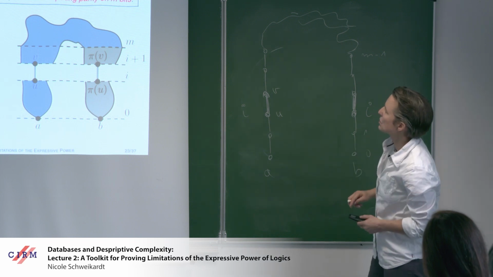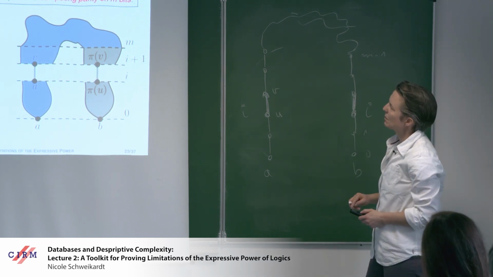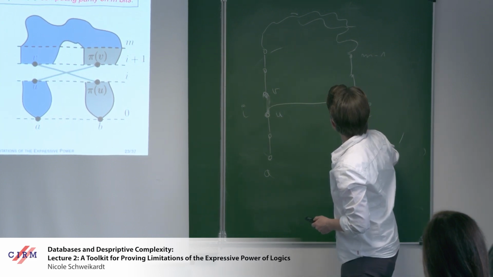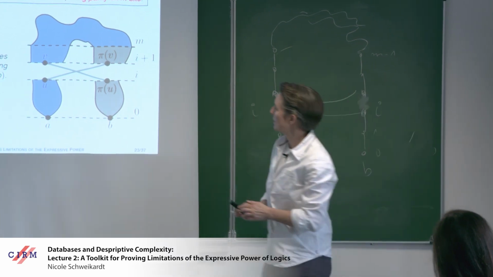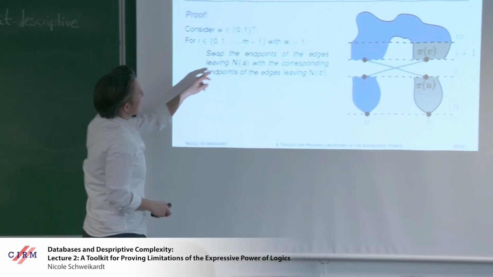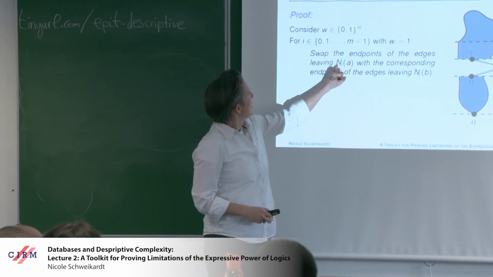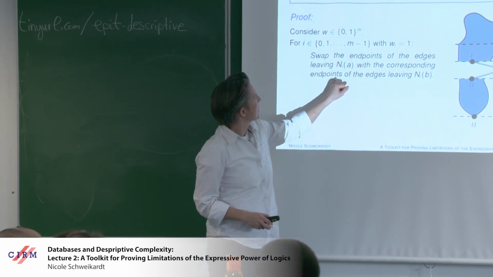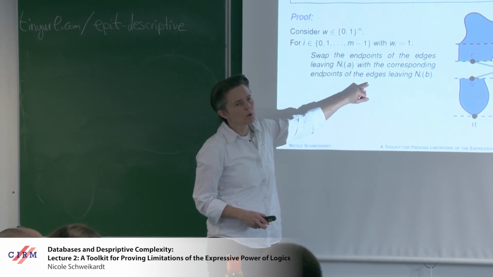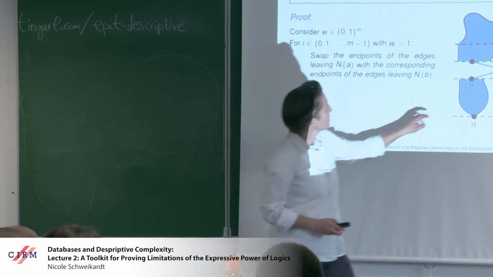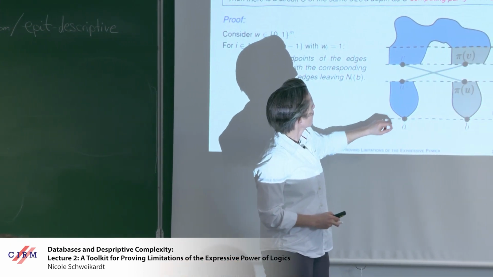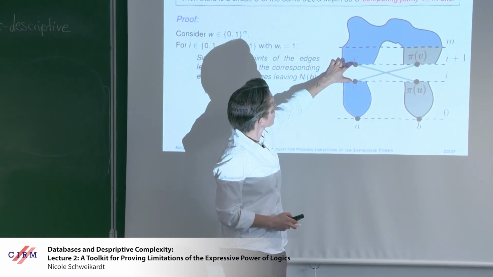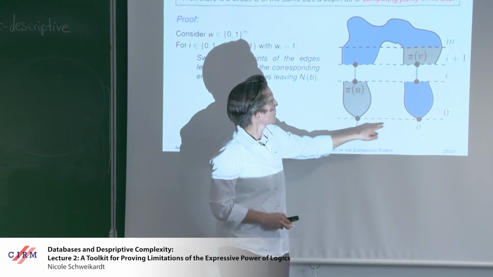Now what you do is you just swap the edges. So instead of this, you do that. So you swap the endpoints of the edges leaving the i neighborhood from A with the corresponding endpoints of the edges leaving the i neighborhood from B. So what you have done here, I swapped the edges to obtain the new graph. And what does this look like? Well, it just looks like the old one.